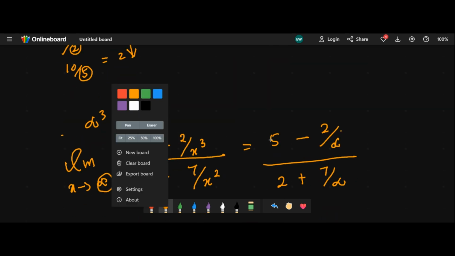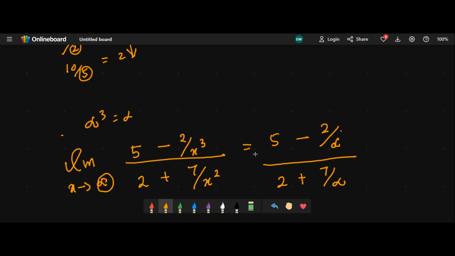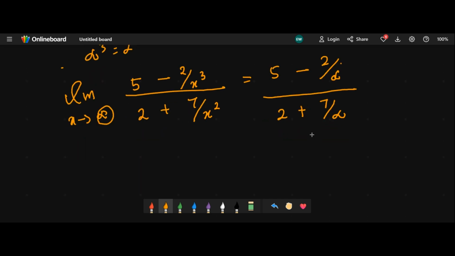So basically you are dividing by a very, very large number. Infinity is not a number, but still, if you divide a number by infinity, it gets very close to 0. So you can write this as (5 minus 0) divided by (2 plus 0). So it will be 5 divided by 2. The answer is 5 divided by 2.